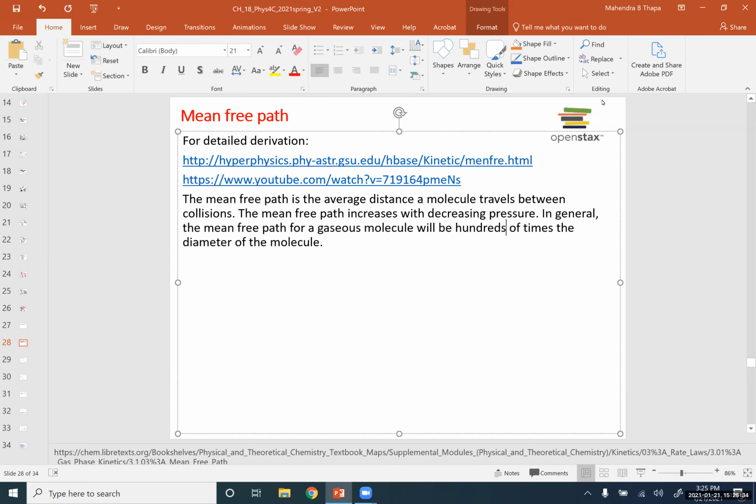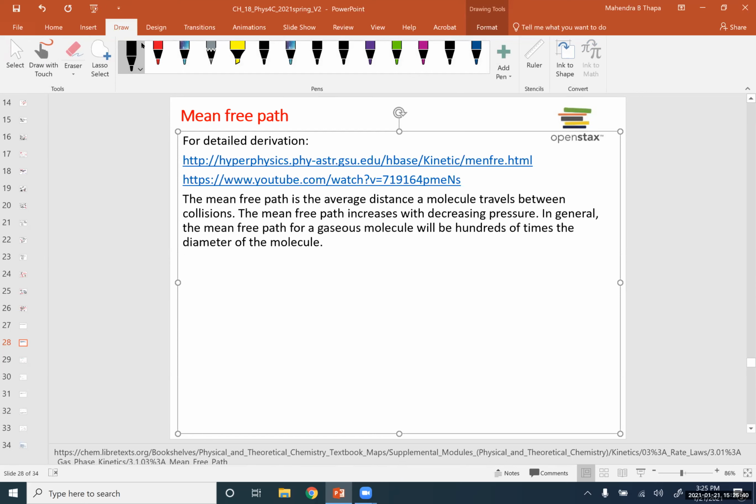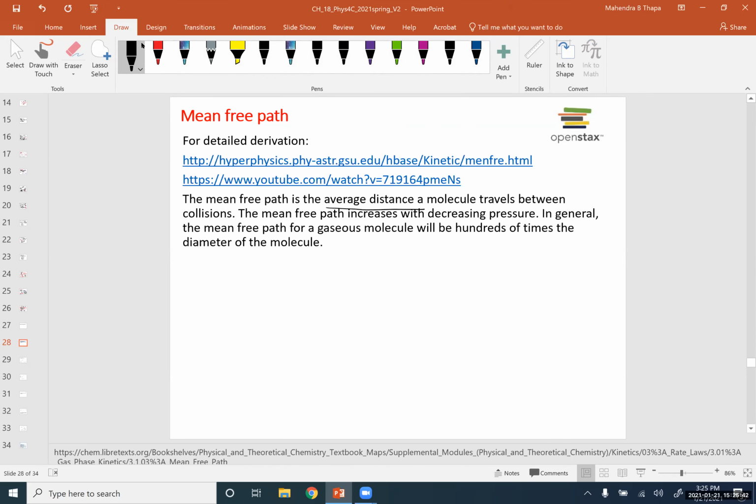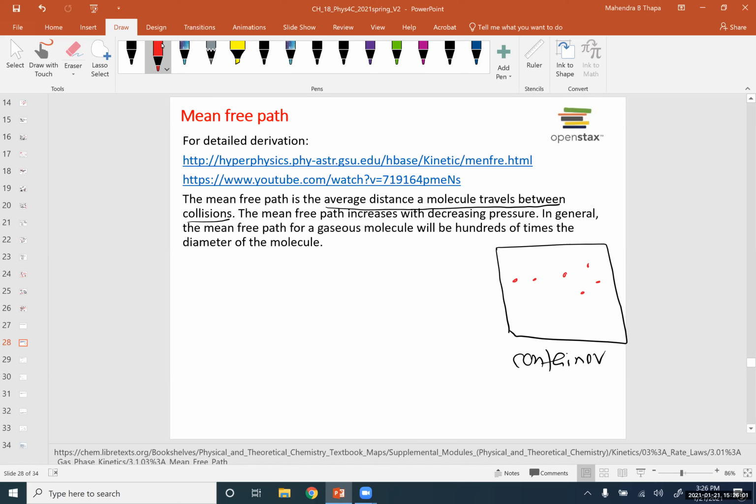So let's talk about the mean free path. Mean free path is the average distance a molecule travels between collisions. So what if you have gas molecules in this container? There may be a lot of gas molecules like this. You know that these all are actually moving in random motion.